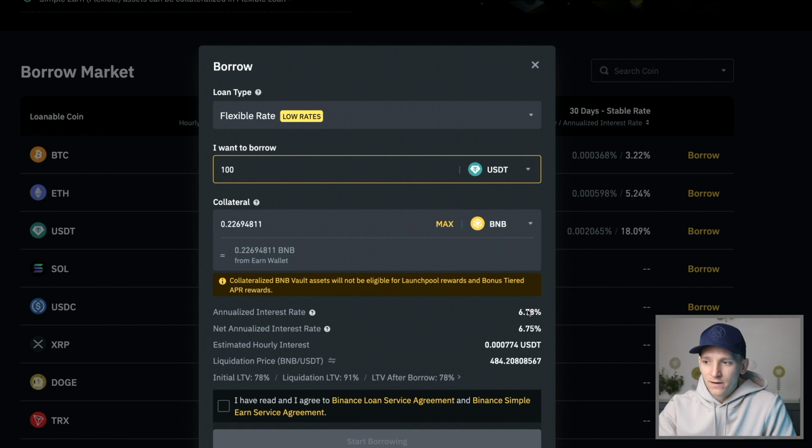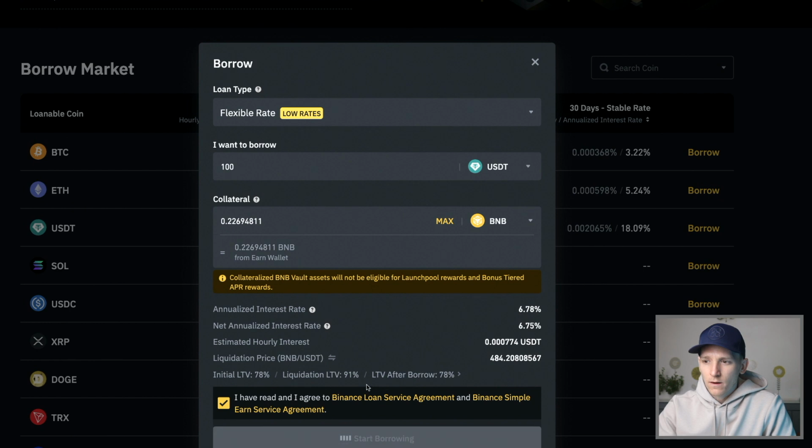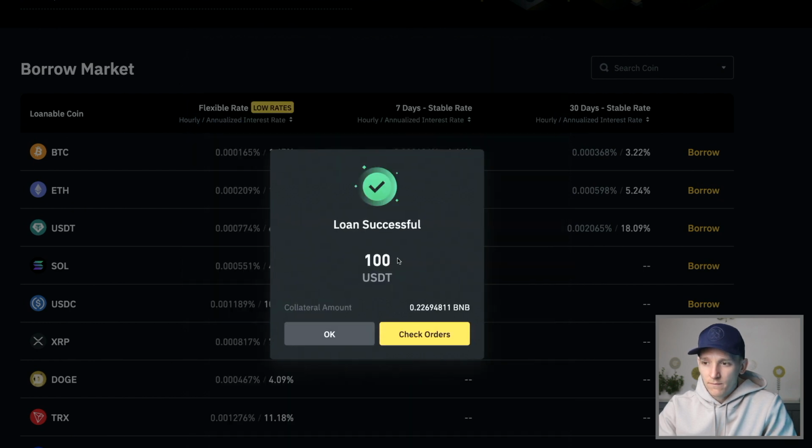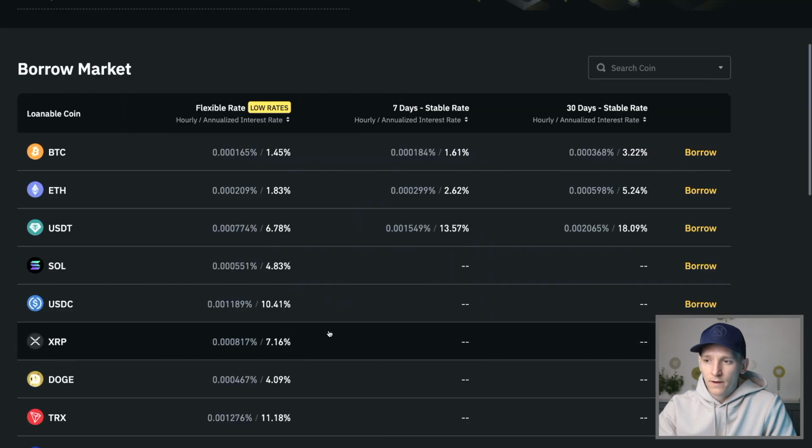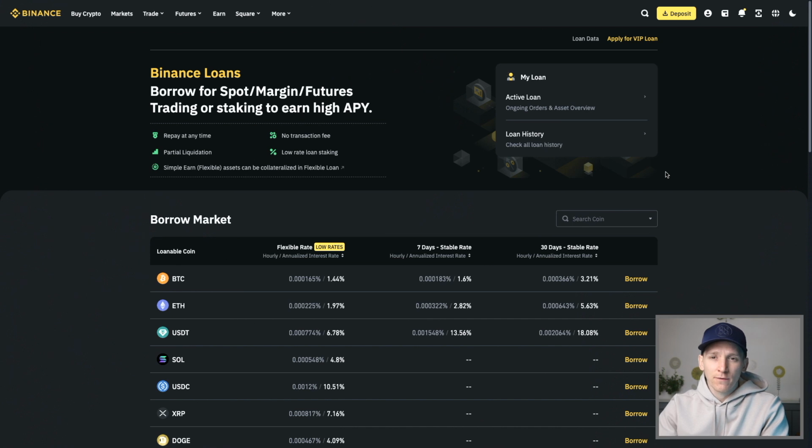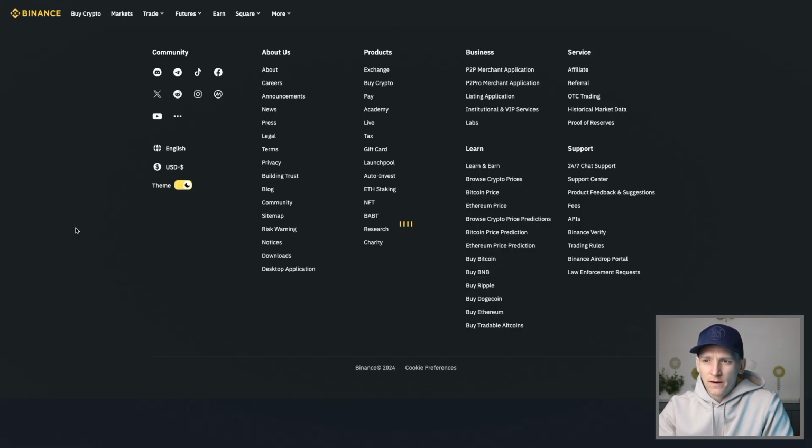So from here, you can see the annualized interest rate and the amount that we're tying up. So that's fine. We're going to start borrowing. Press that and we actually go ahead and borrow that. Simple. So we borrowed $100. The collateral amount is right there in BNB. We'll press OK. You can see all of your active loan positions and also adjust the parameters of it as well. So if you go to active loan here, it will show you exactly what you've got.